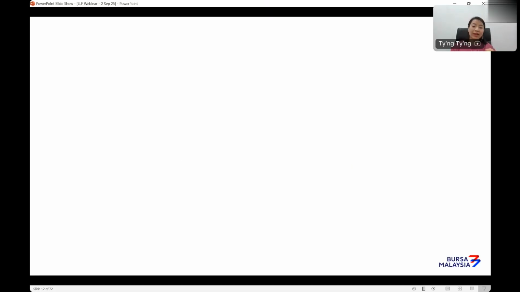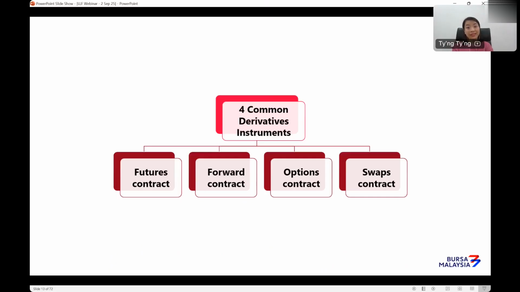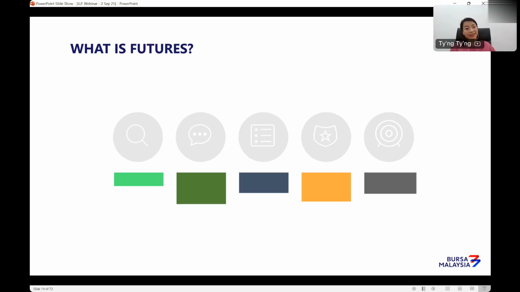Now, once you understand derivatives, the next thing you need to know is there are 4 common derivative instruments, namely futures contracts, forward contracts, option contracts, and also swap contracts. For today's context, we are going to focus on futures contracts, because single stock futures falls under futures contracts. Now, what exactly is a futures?